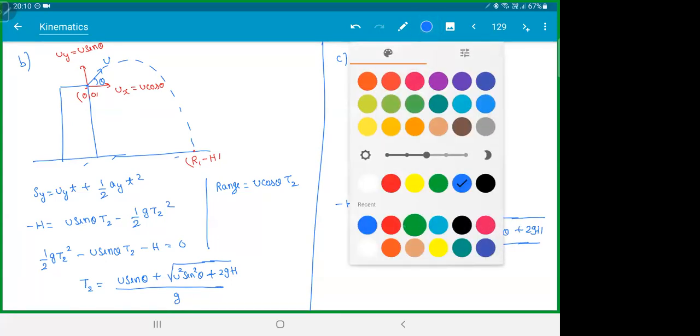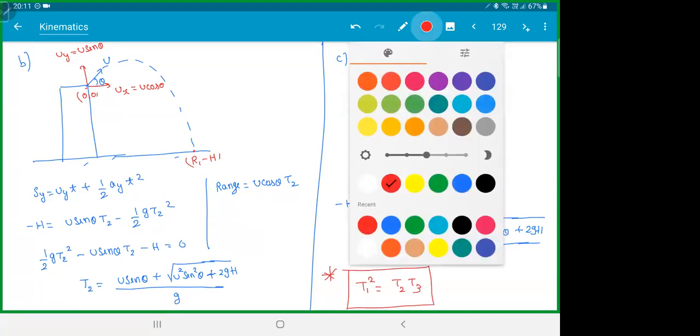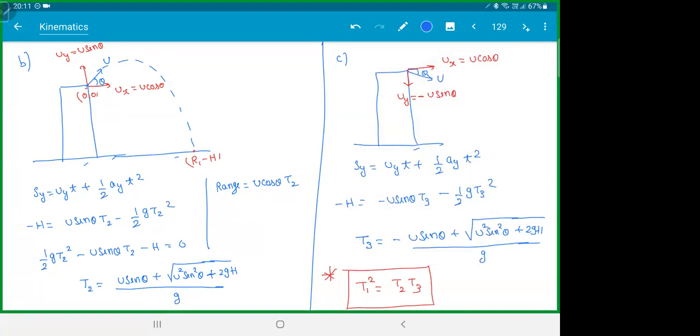Now, if you multiply t2 and t3, you end up with t1 square is equal to t2 into t3. You can check it out. Do you remember the same result we had in 1D motion when you throw it from a building? It was the exact same result. Quite an important result. Standard question in exams like mains and BITS. Direct result they ask you. You won't have time to derive there.